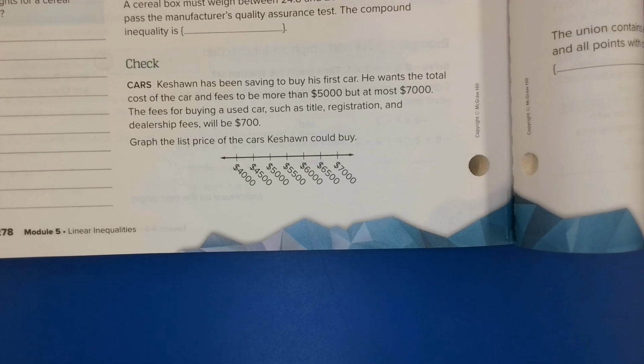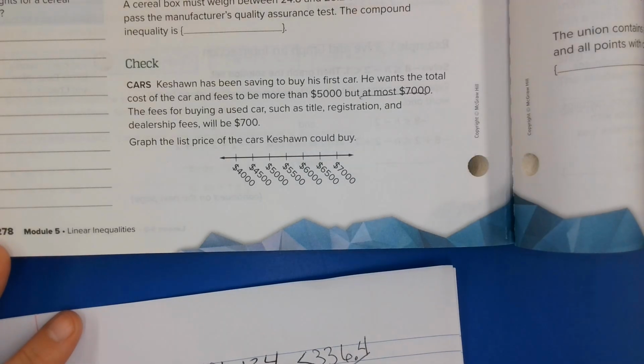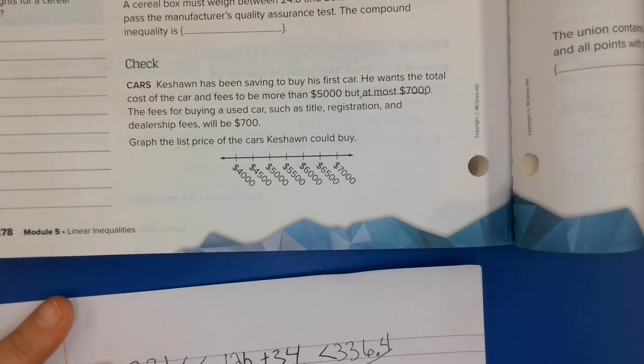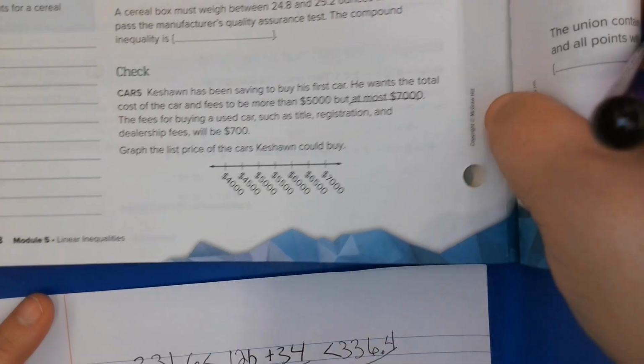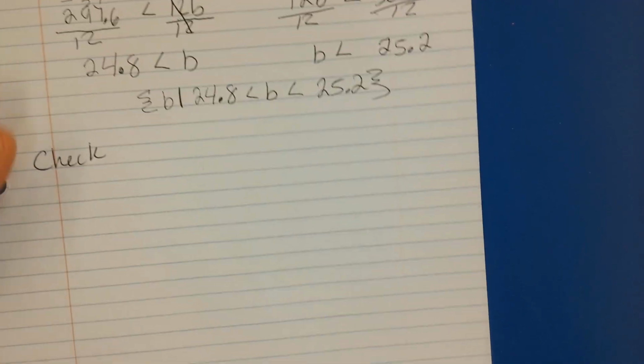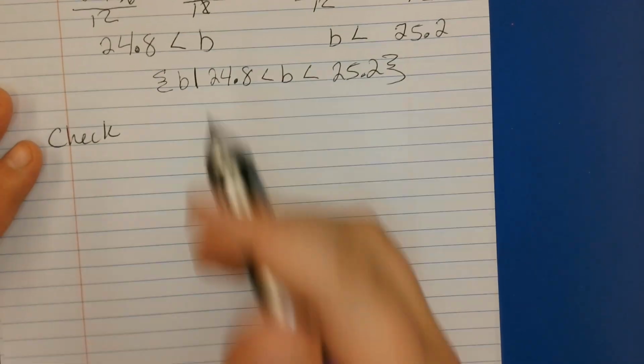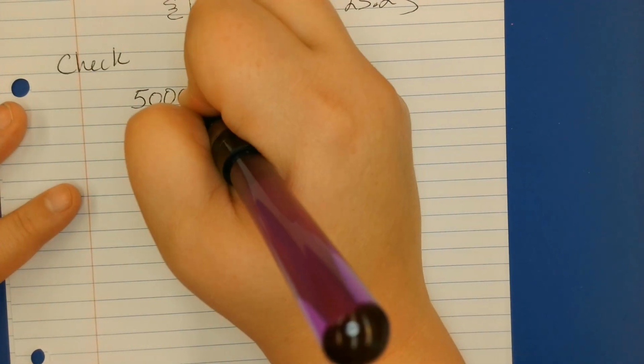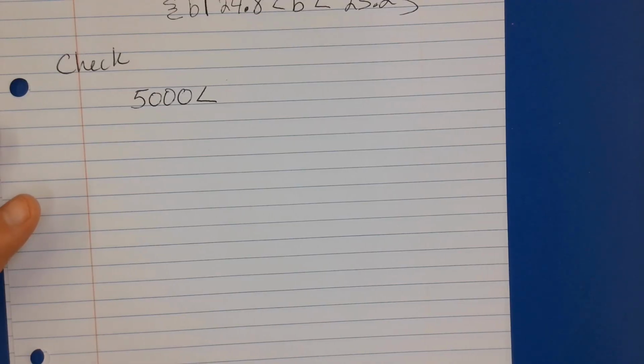Okay, because Sean has been saving to buy his first car. He wants the total cost of the car and fees to be more than $5,000, but at most $7,000. The fees for buying a used car, such as title, registration, and dealership fee, will be $700. So we have to set this up. He wants the total cost of the car to be more than $5,000. So we're going to go 5,000, and it should be more than that. It didn't even say a minimum of 5,000. It said it should be more than that.